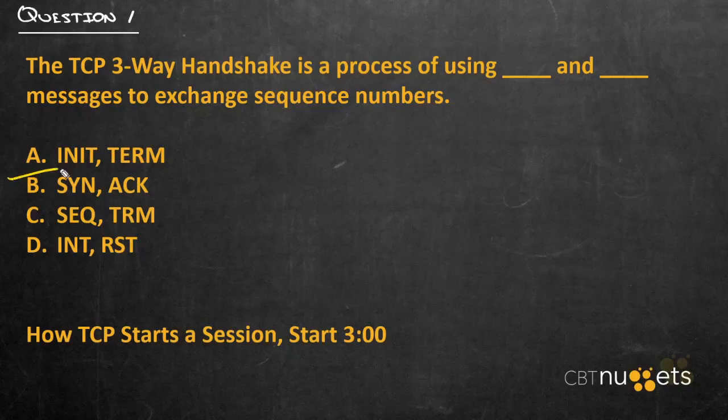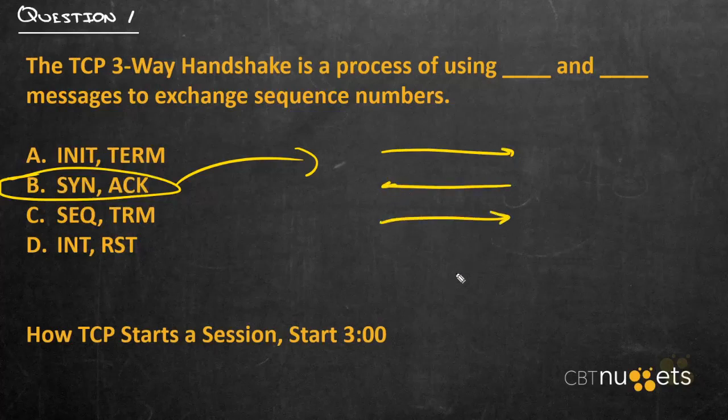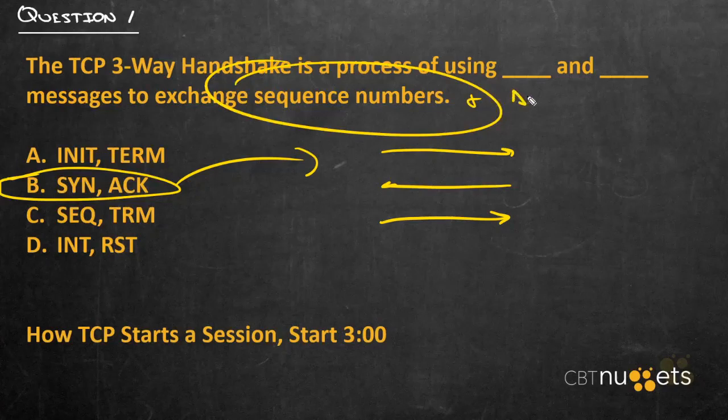Answer B. SYN and ACK. TCP three-way handshake is SYN, SYN-ACK, ACK, back and forth, which allows it to exchange sequence numbers and acknowledgement numbers, so that as the further communication happens, they can tell if a data segment was lost and retransmit it reliably.